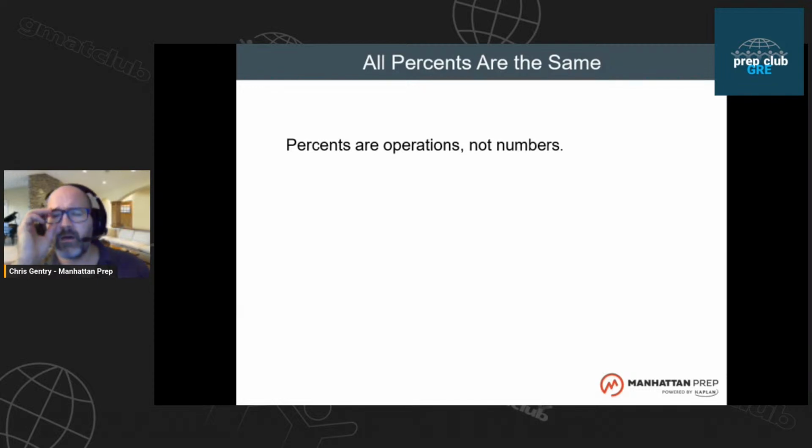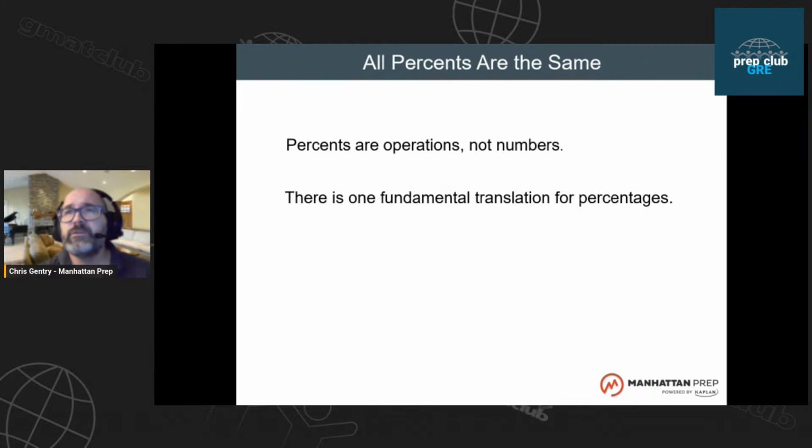This is commonly true of fractions as well, especially a fraction in a word problem, in a story problem, but it's always true of percentages. It's an operation, not a number. What that means for us is we always want to ask: percent of what? Anytime you're dealing with a percentage question, make sure you have that percent of what somewhere on your workspace.